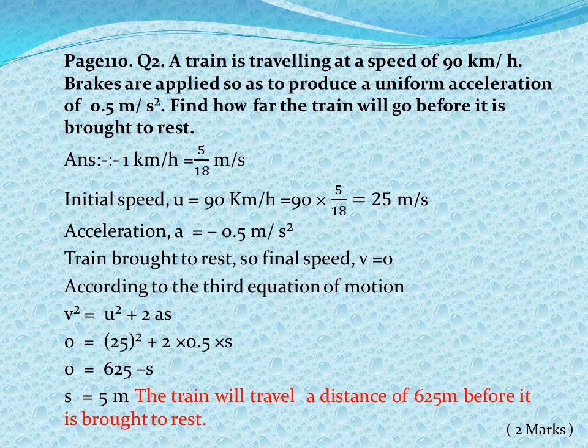Acceleration a equals 0.5 meter per second squared. Train brought to rest, so final speed v is equal to 0. According to the third equation of motion, v squared is equal to u squared plus 2as. 0 equals 25 squared plus 2 into 0.5 into s. 0 equals 625 minus s. s is equal to 625 meter. The train will travel a distance of 625 meter before it is brought to rest.